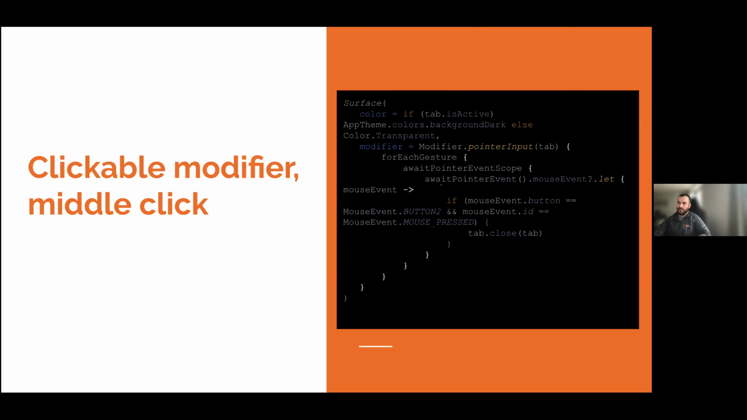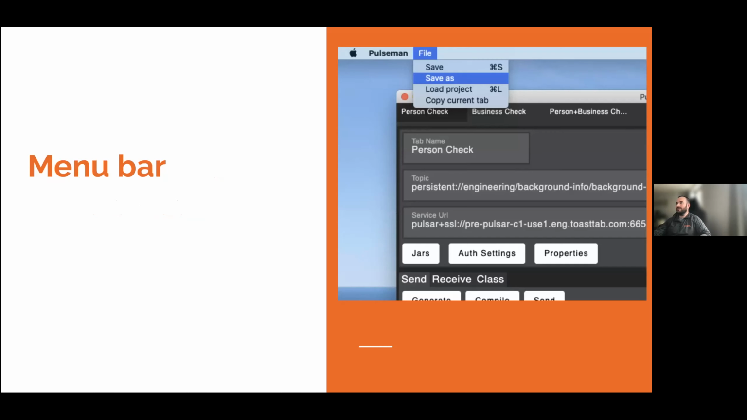Middle clicks. There's not a lot of support for anything except a left click at the moment. So if you want to catch any of the other events, you have to parse them all. So once again, you have a modifier on this surface. So you're parsing through all the gestures. You're checking if it's a mouse button event and if it's equal to the middle click, and if it's pressed, and then you close the tab. So this allows you to close the tab with the middle click. It was a little awkward to get. Well, Paul actually got this working correctly, not me, but yeah, it was a little awkward to do.